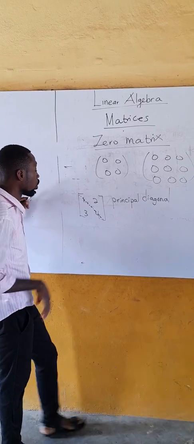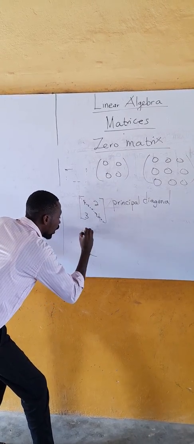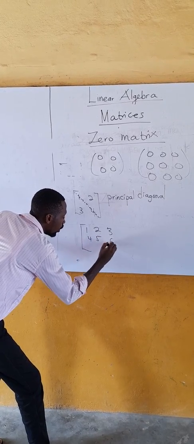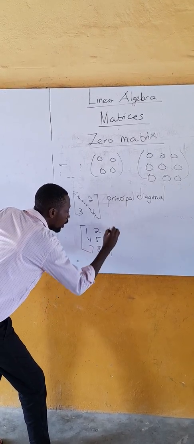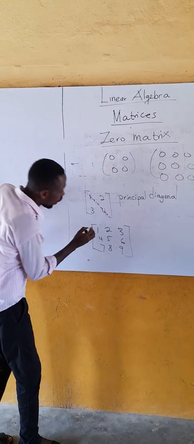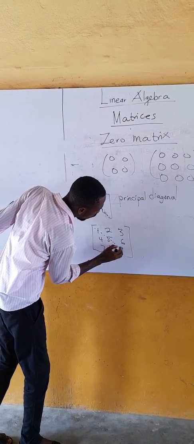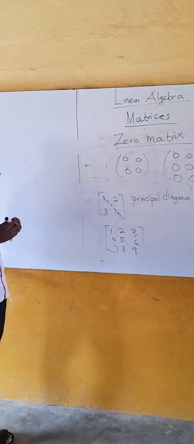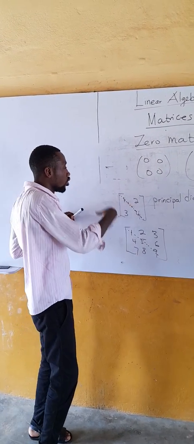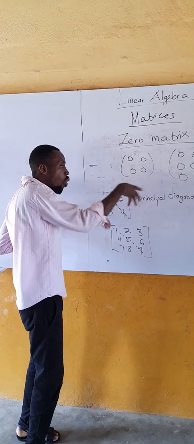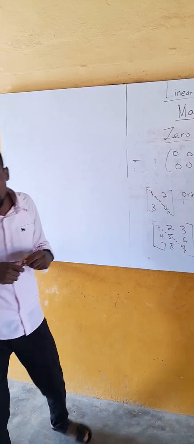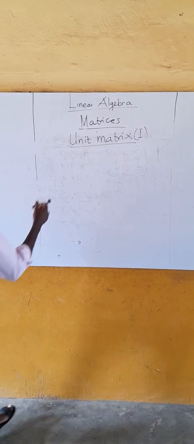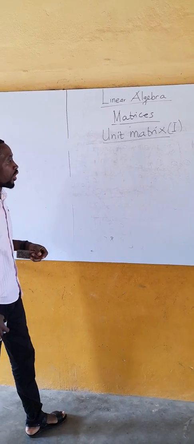Let's look at this: 1, 2, 3, 4, 5, 6, 7, 8, 9. This is a 3 by 3 matrix. The entries here are in the principal diagonal. That will help us know the next form of matrix. So come with me. Okay, so the next form of matrix is the unit matrix.